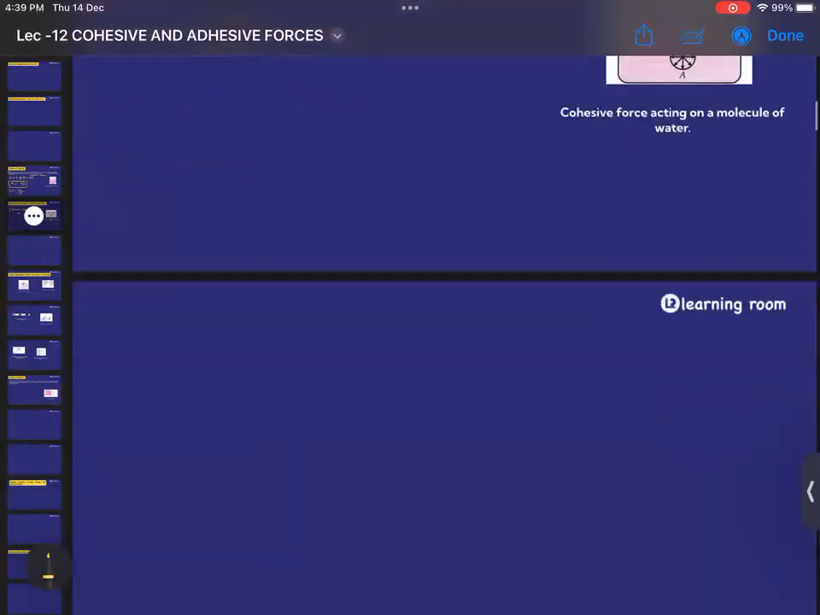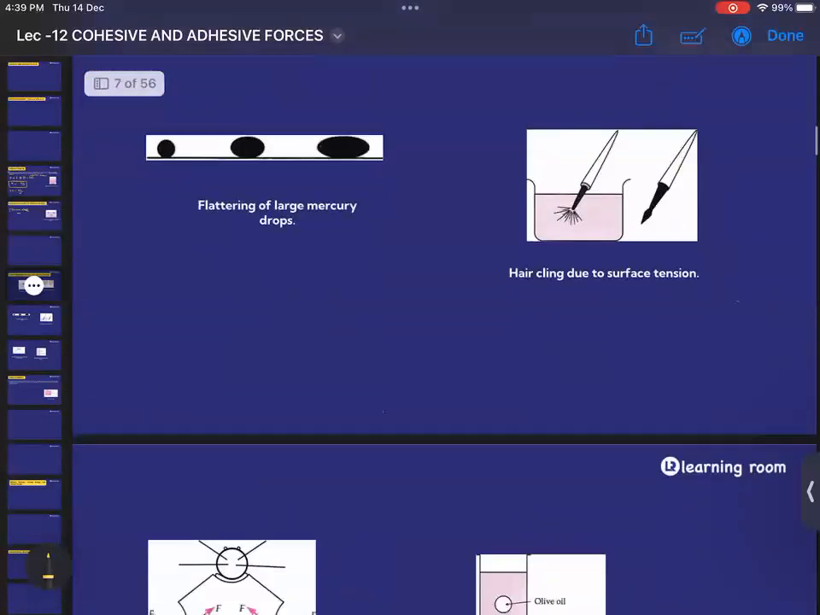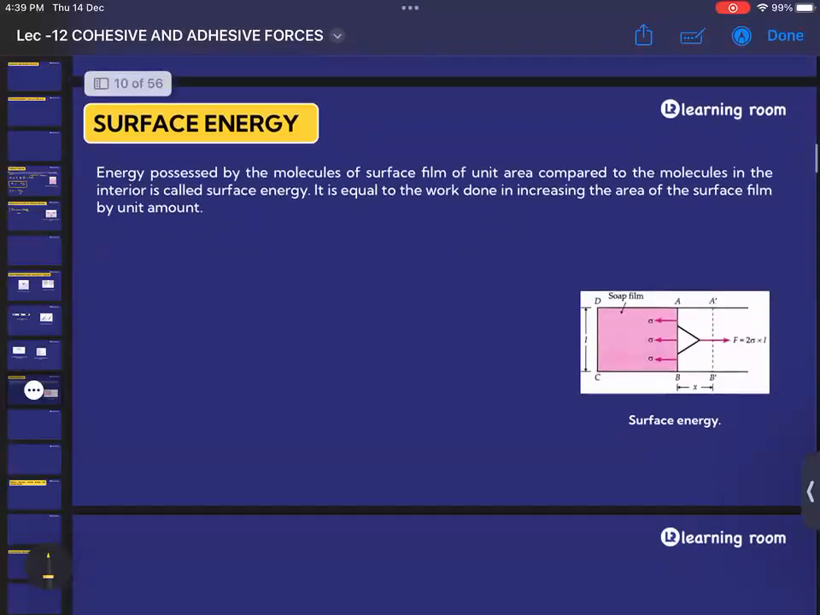So the next concept that we'll see is something called surface energy. Because when I say that the free surface of the liquid has a tendency to behave like an elastic stretched membrane, it is going to have some energy associated with it. That is the energy possessed by the molecules of the surface film.